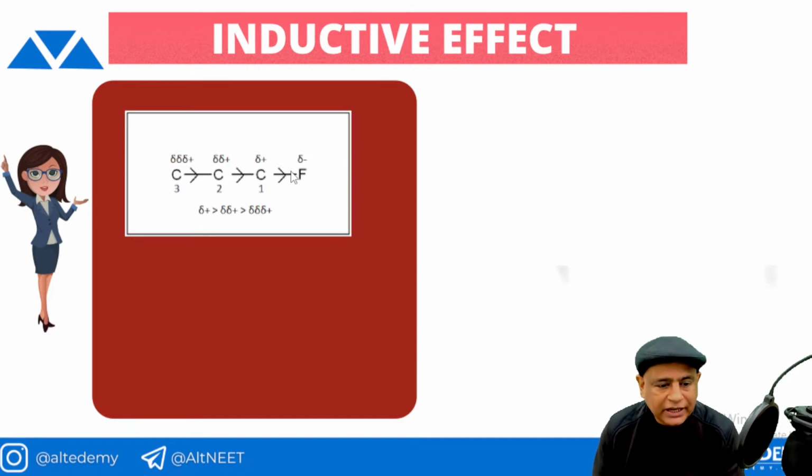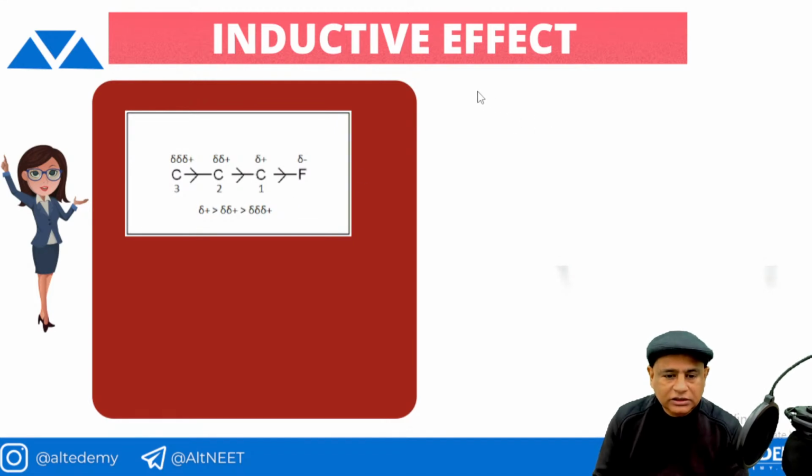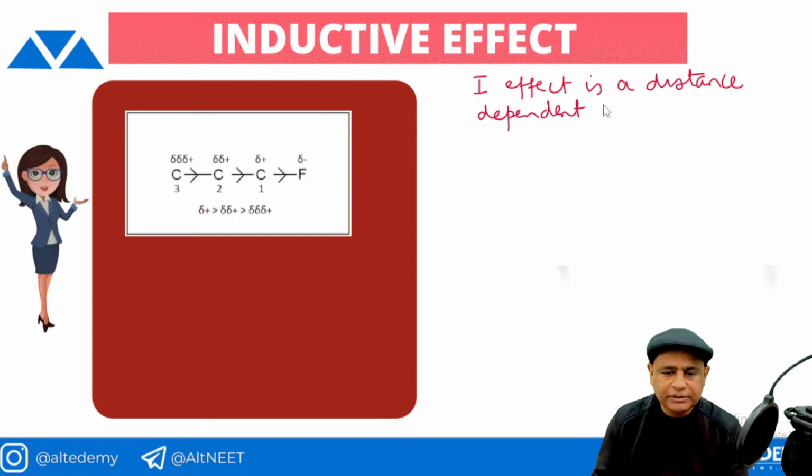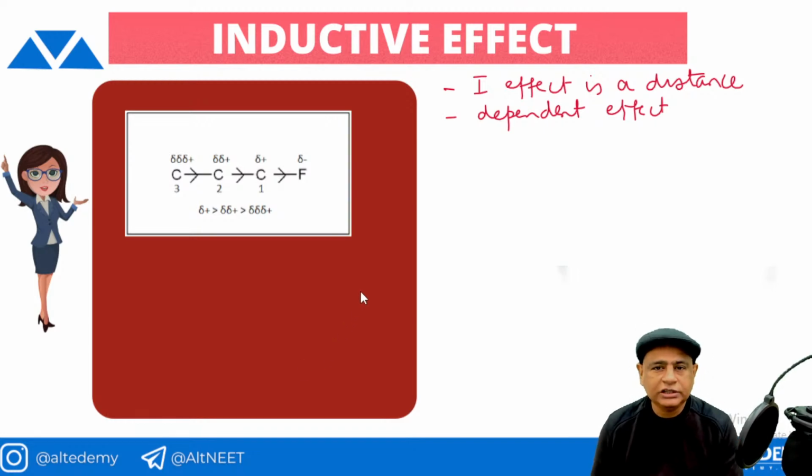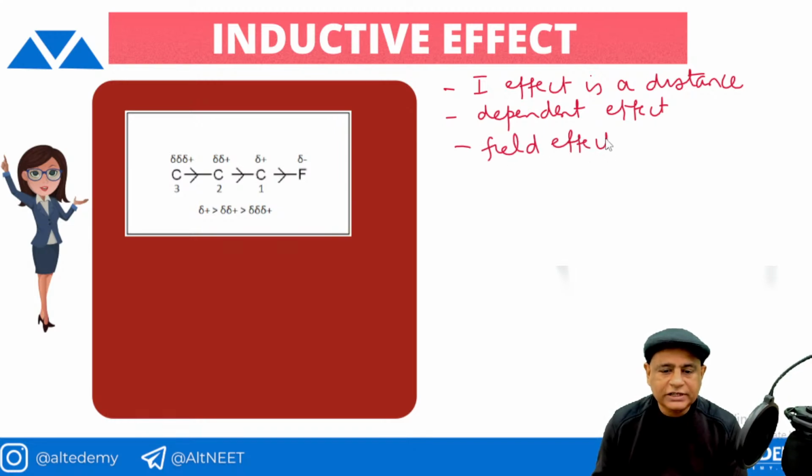Here I just wanted to elaborate to you that inductive effect, I effect, is a distance dependent effect. Why are we calling this a distance dependent effect? Because it is basically related to charge. We have called this a field effect. And obviously with increasing distance, the inductive effect gradually diminishes.